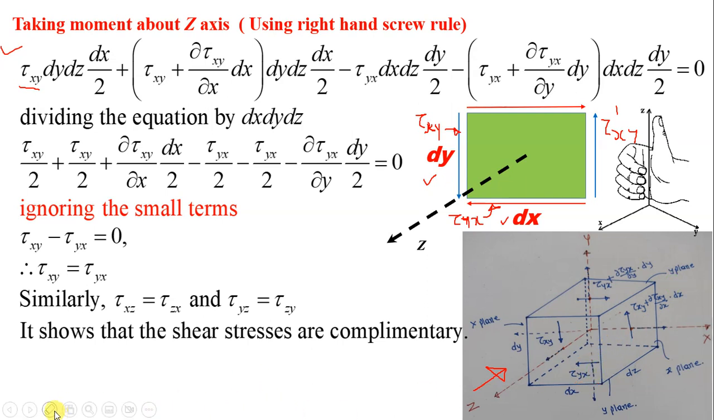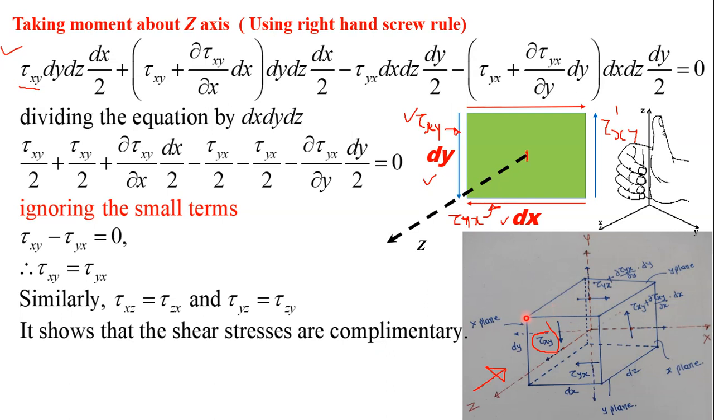Yes, okay. Now let us take moment of tau xy. So this is tau xy. Now I am taking moment of this tau xy about the z axis. This is the point, z axis. Okay. So the stress tau xy is acting on this area.